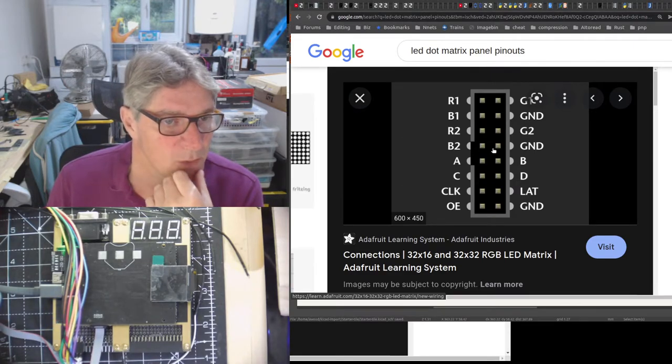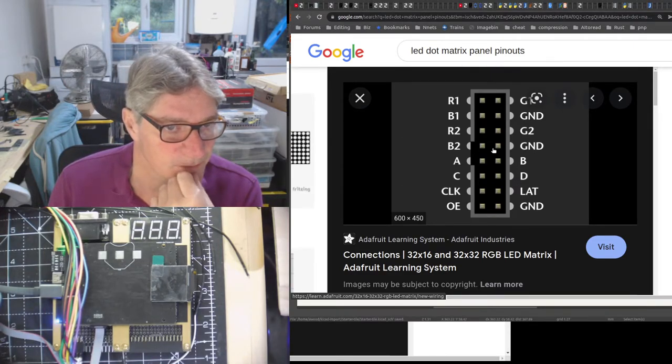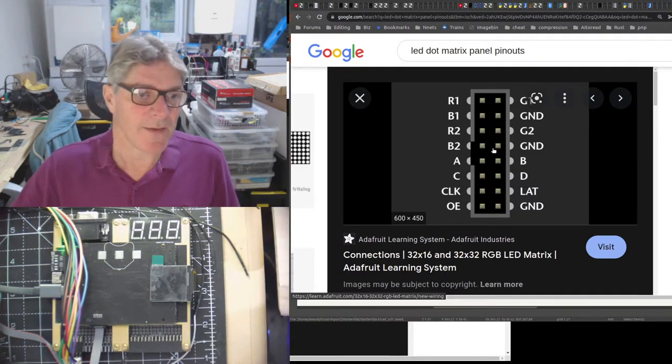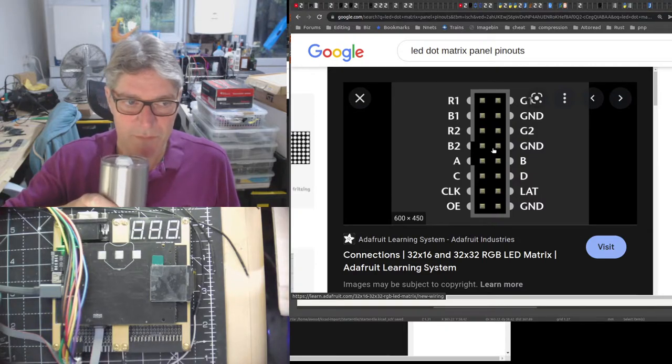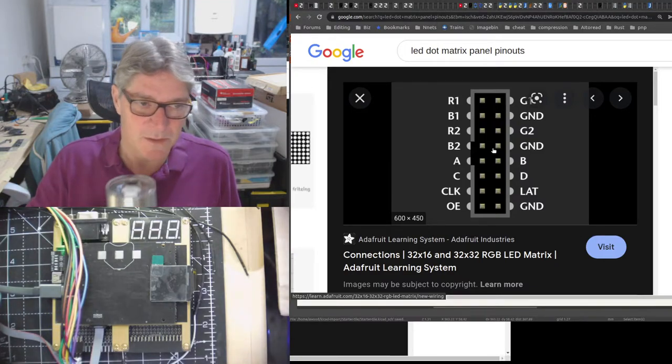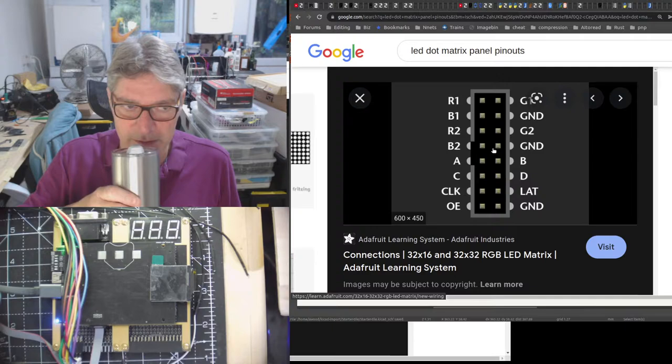Icebreaker has a P-mod for LED panels. That seemed to get some interest. Well, I think there was a phase where people were driving them and they were very hip. You know, that was like a rite of passage that you learned how to do it. Not just with FPGAs, but also with microcontrollers as well.